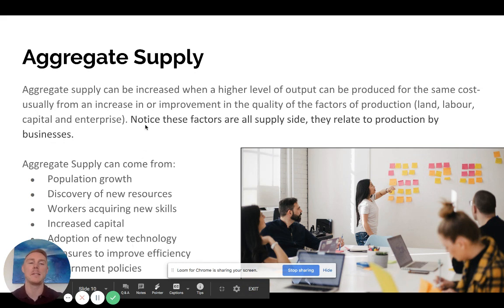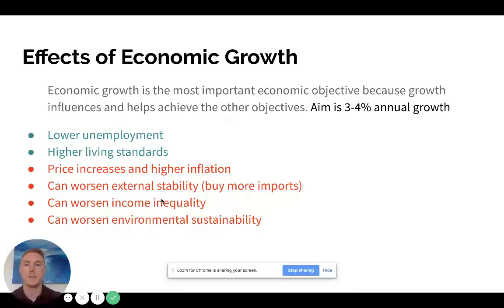So government policies like microeconomic reform can improve aggregate supply. So think business. We've got a picture of some people working efficiently here. That will increase aggregate supply. Pretty quickly, we're just going to identify the effects of economic growth.